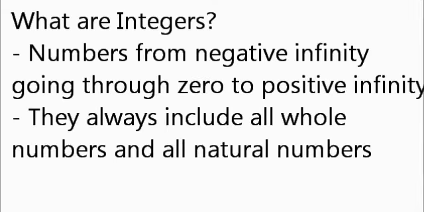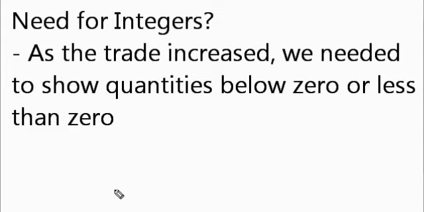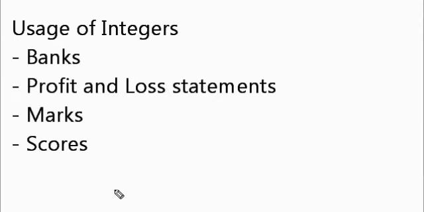As we come to the end of this video, we have learned about integers. Integers are a set of numbers from negative infinity going through 0 to positive infinity. Integers include all whole numbers and all natural numbers. Then we learned what was the need for integers. We needed to show certain things which are below 0, and hence we started using negative numbers, and that's how the integer number type came into existence. Finally, we spoke about some examples from our day-to-day life where we use integers.